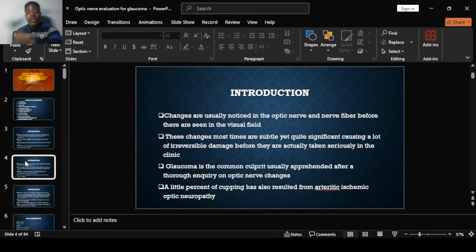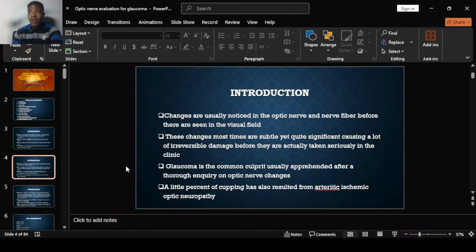Also, there are changes that are usually noticed in the optic nerve head and the nerve fiber layer before they are seen in the visual field. This is why OCT is very, very important. There are subtle changes you might not really be able to catch, but when we do our OCT, we can see these things effectively, and then know the appropriate treatment to go on with. These changes most times are subtle yet quite significant, causing a lot of irreversible damage before they are actually taken seriously in the clinic.